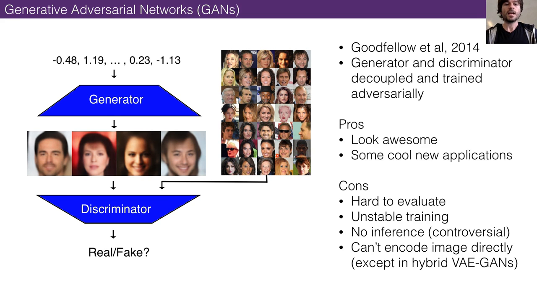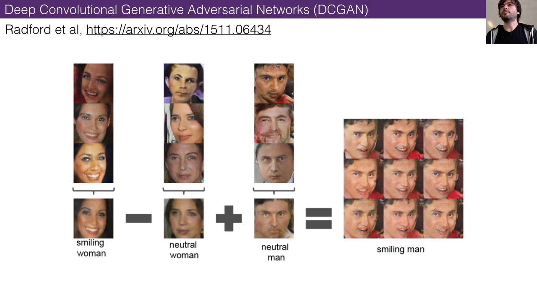Now, the first paper to try to generate images with these was on deep convolutional generative adversarial networks, DCGAN. That was first written by Alec Radford, Luke Metz, and Soumith Chintala.